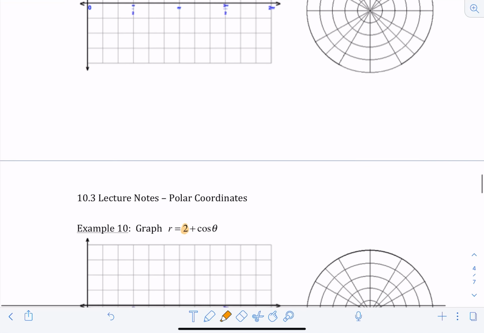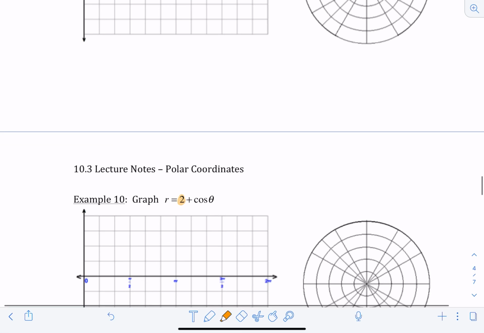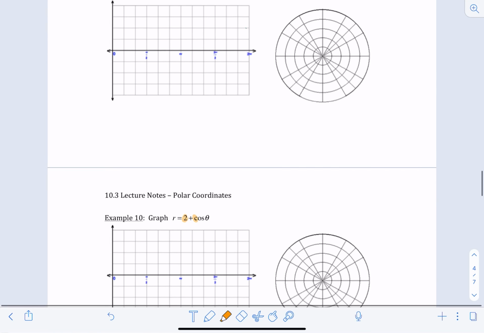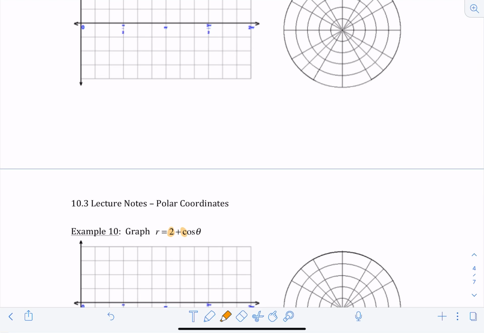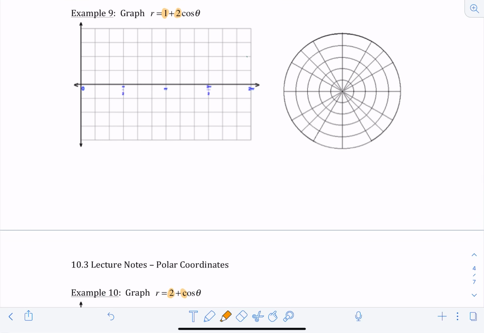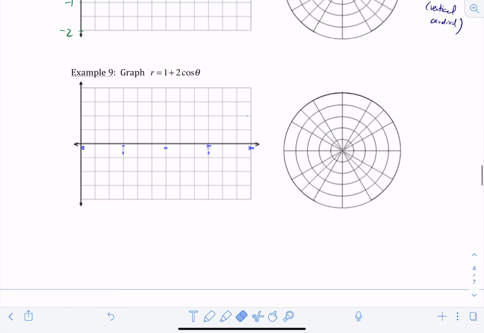Look at example 10 real quick. In example 10, we've actually reversed these guys, okay? In this case, you're not stretching cosine out by 2 at all. You're multiplying that by 1, and then you're adding 2. So we've interchanged the 1 and 2 in example 9 and example 10. And we want to sort of investigate what happens when you do that.